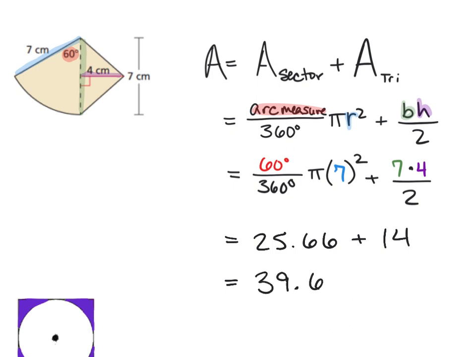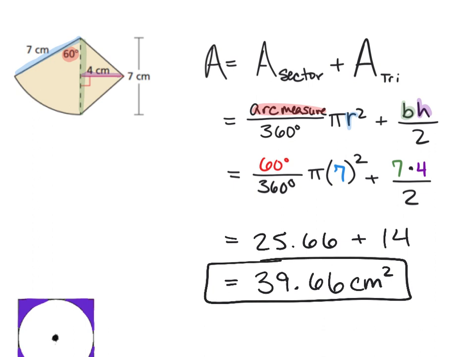39.66, but if you just answer like that, it's wrong. What do I have to put behind it? Centimeters squared. Very good. Okay, that's a good point. If you get confused when the little dot is used for multiplication, you can use parentheses to indicate you're multiplying. So maybe that's a stronger skill for you there.